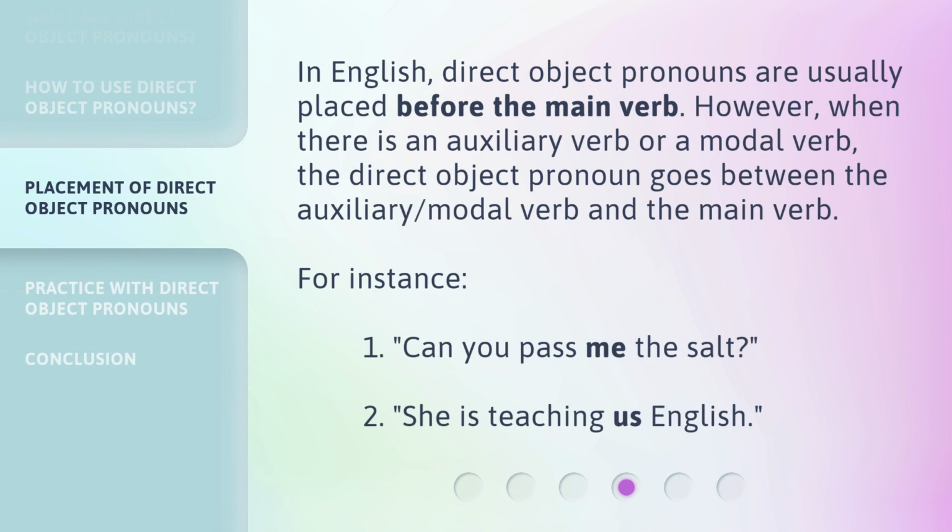In English, direct object pronouns are usually placed before the main verb. However, when there is an auxiliary verb or a modal verb, the direct object pronoun goes between the auxiliary or modal verb and the main verb. For instance, 1. Can you pass me the salt? 2. She is teaching us English.